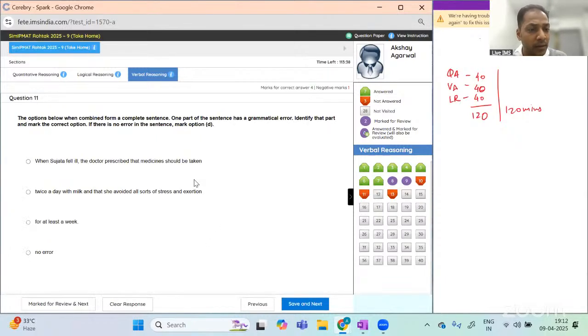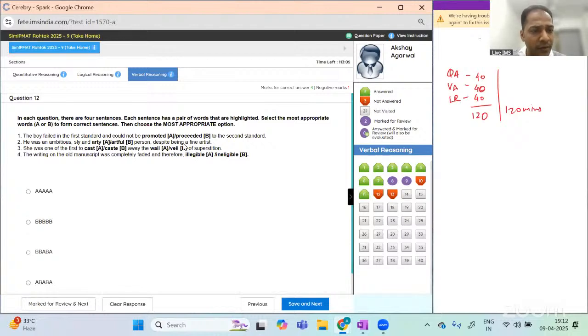I'll move ahead. When Sujata fell ill, the doctor prescribed that medicines should be taken. Prescribed medicines should be taken twice a day with milk, and that she avoid all sorts of stress and exertion. Okay, so basically here I can spot the error. She avoid all sorts of stress and exertion for at least a week is what I feel.